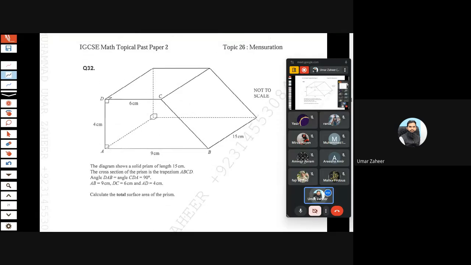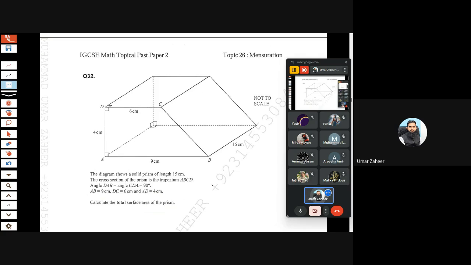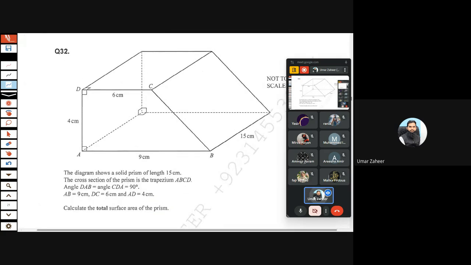Yes, look here. We have to find our total surface area. First of all, we have to mention the shapes and the sides. It is 15 centimeters. Obviously, it is a prism shape. It is 15 as well. It is 9. It is 4. It is 6. It will be 9. It will be 4. We don't have this side.